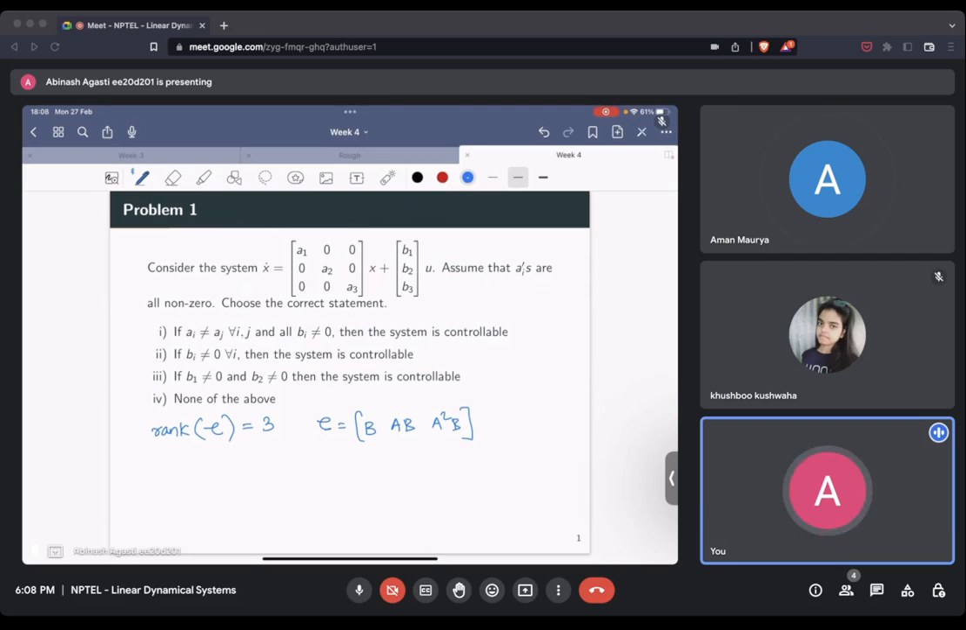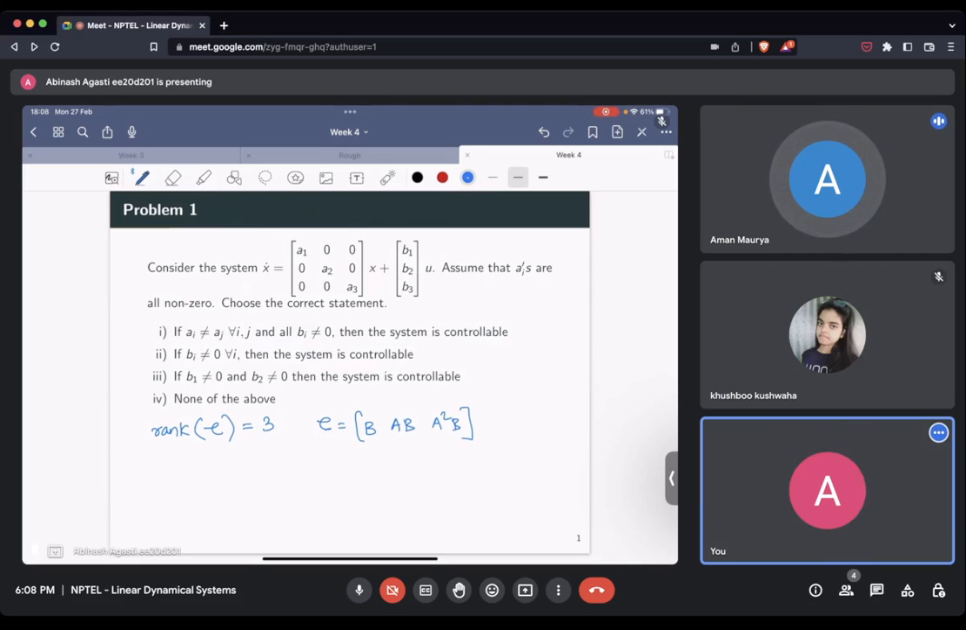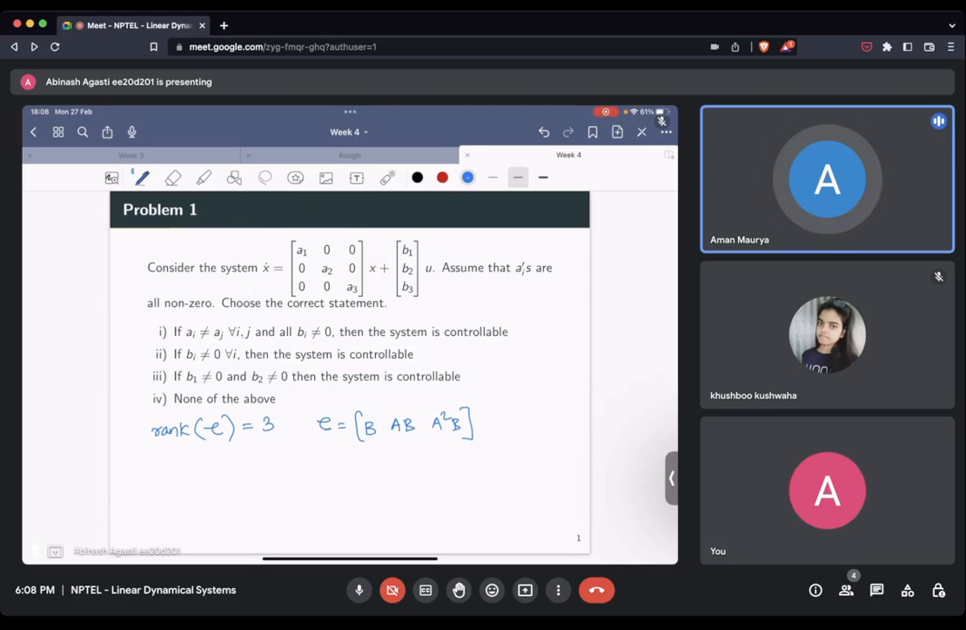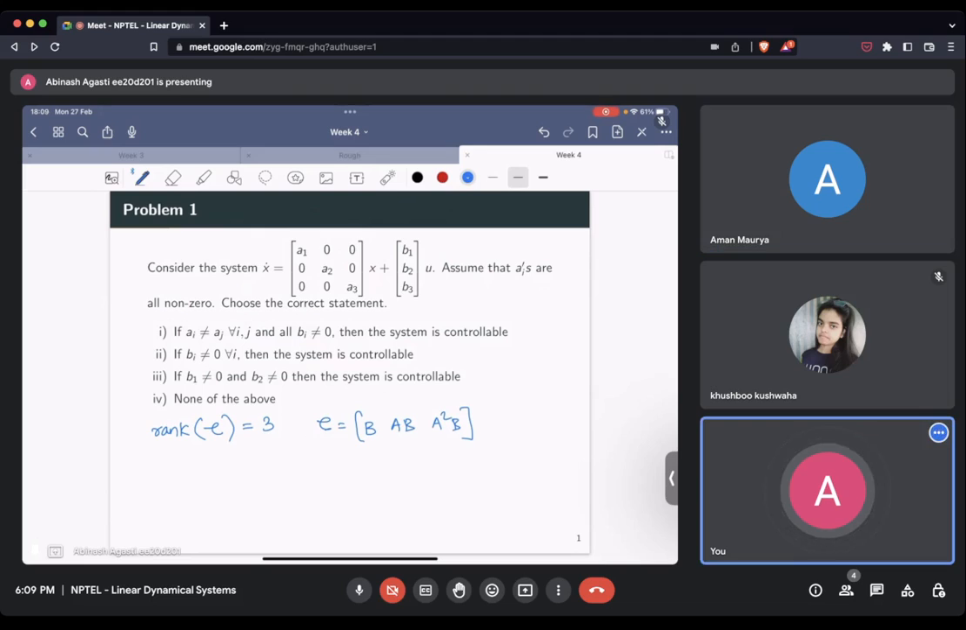Sir, option number 1, because it came in the assignment, so I have solved it. Oh, okay. But okay, let's do the procedure once again. Tell me what is the controllability matrix, and if the other participants have not tried this out, let's take a few more minutes.